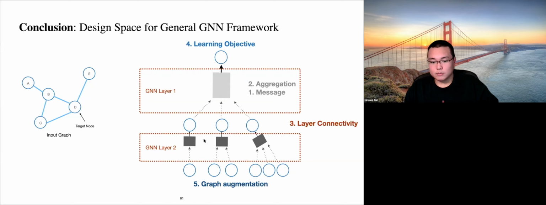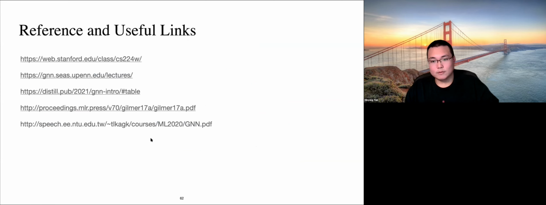We have also outlined the design space for a general GNN framework. We have outlined some of the milestones that researchers have come up with in building neural network-based models that process graphs, and we walked through some of the important design choices that must be made when using these architectures. So here are some references I used and useful links.